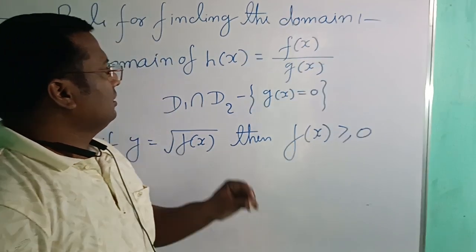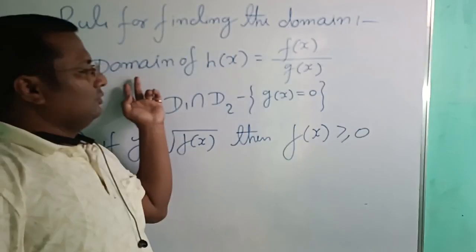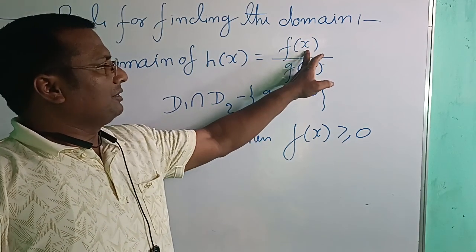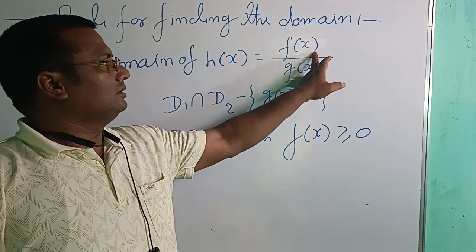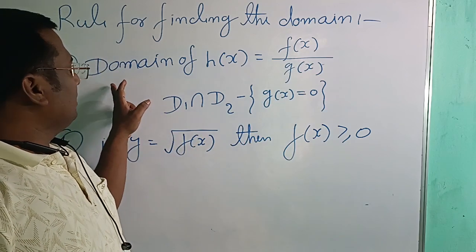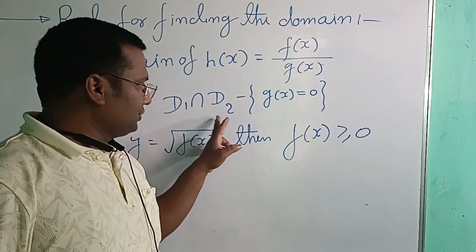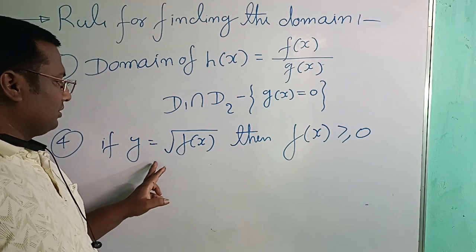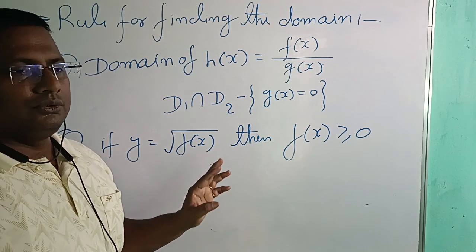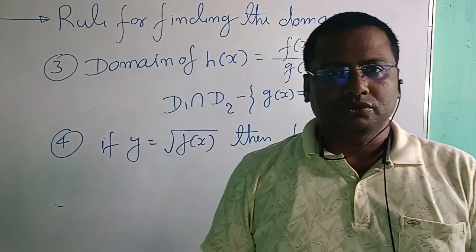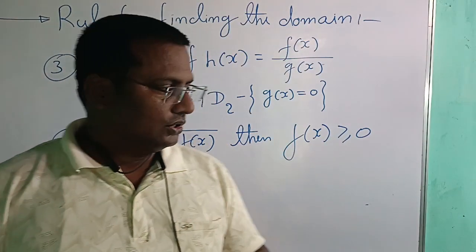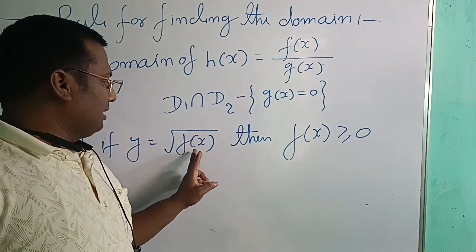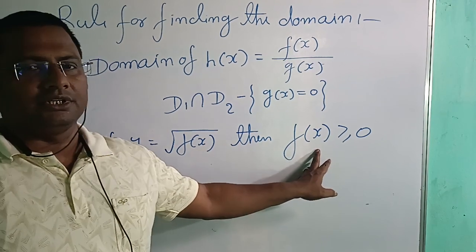Okay. Now, if you have to find the domain of h(x) = f(x)/g(x), where the domain of f(x) is D1 and of g(x) is D2, then the domain of h(x) is D1 intersection D2 minus the points where g(x) = 0. Okay, and if y = root under f(x), you can say that any expression under an even root must be greater than or equal to 0. So f(x) must be greater than or equal to 0.